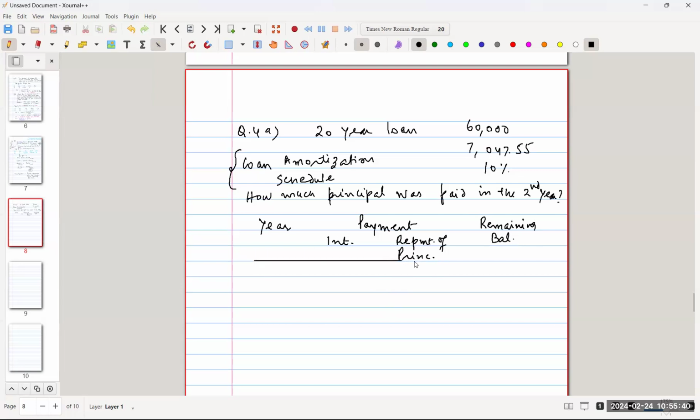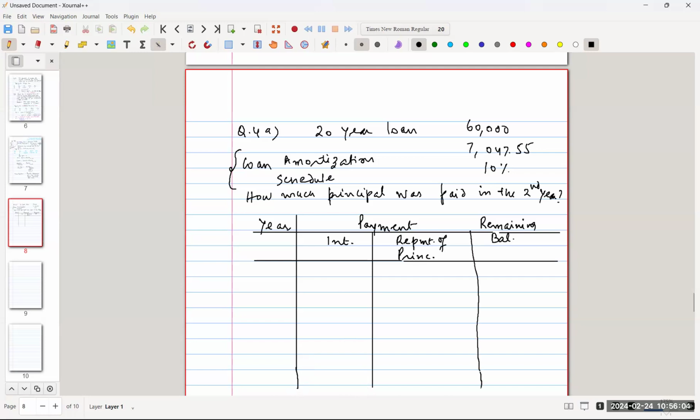So if we were to create something like this, here we would keep writing our years. We would write year 1, 2, 3, 4, and go up to 20. We don't need to do that because that's going to take us an awfully long amount of time. We will restrict ourselves to the first 2 years.